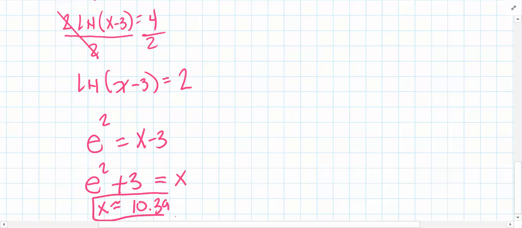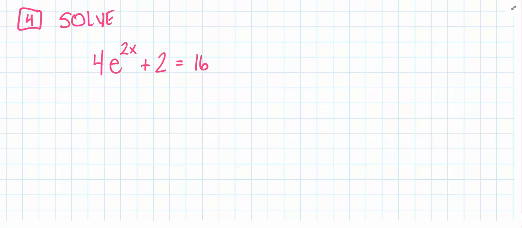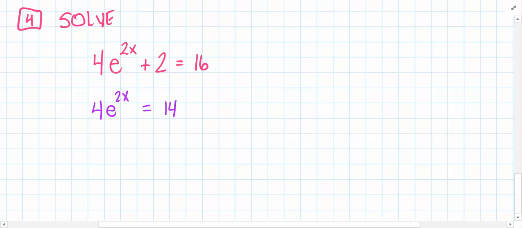All right, here we go. Let's solve this one. We're solving an equation with an e in it. No big deal. So let's subtract 2 first, right? So 4e to the 2x is equal to 14. Good move. No, let's divide by 4 first. Let's simplify it as much as we can first, right? So e to the 2x is now equal to 3.5, because I know that one already.